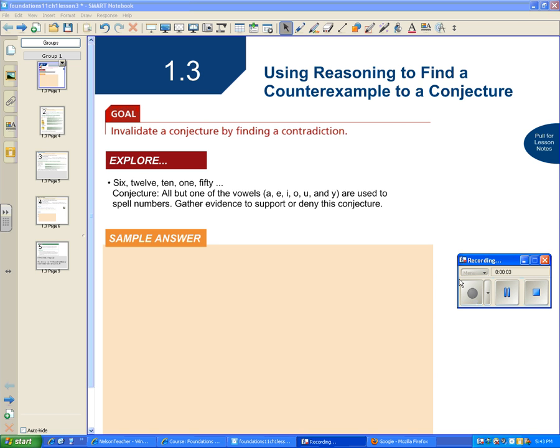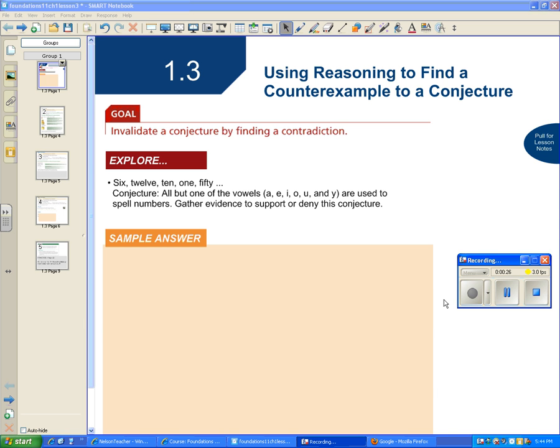Hello and welcome to 1.3, using reasoning to find a counterexample to a conjecture. So what we're really trying to do here is invalidate a conjecture by finding a contradiction, a counterexample that makes what the conjecture says wrong. First we're going to start with this explorer.